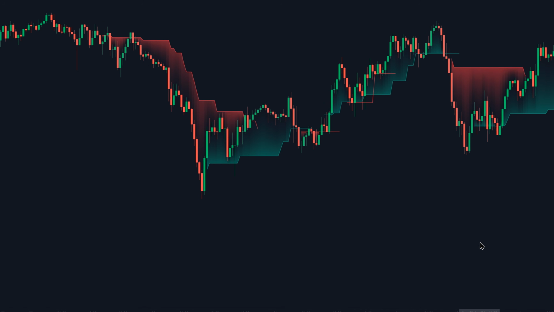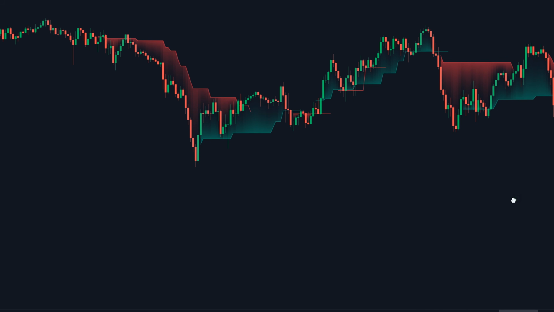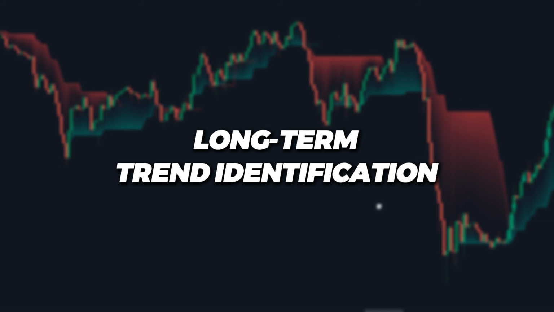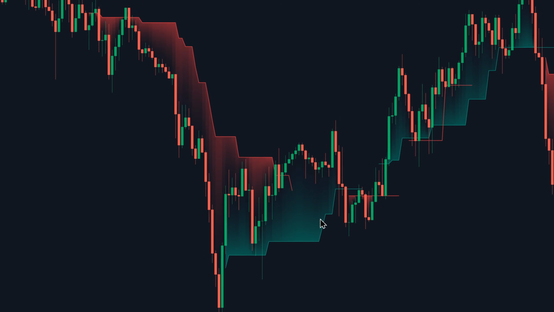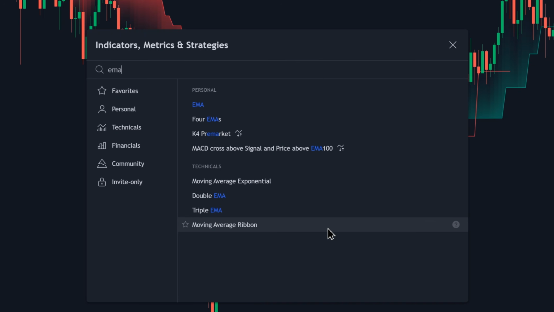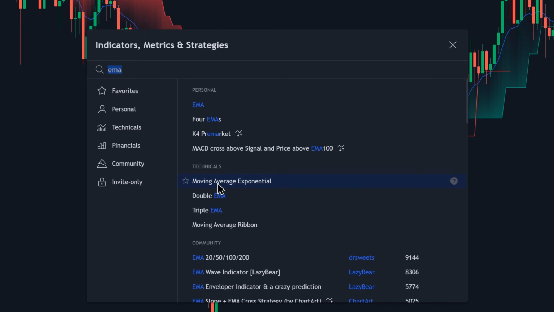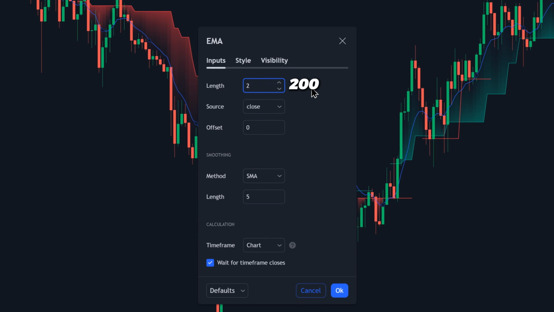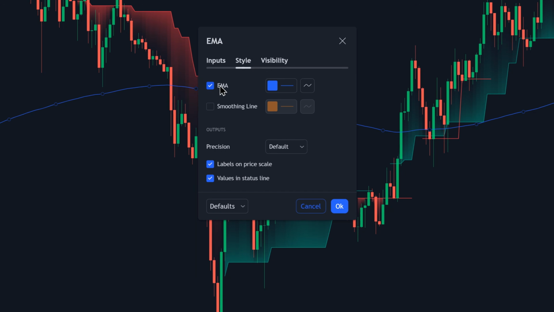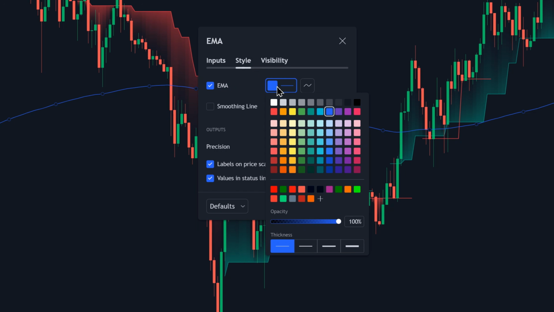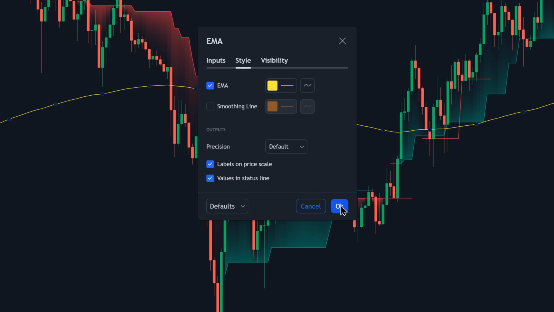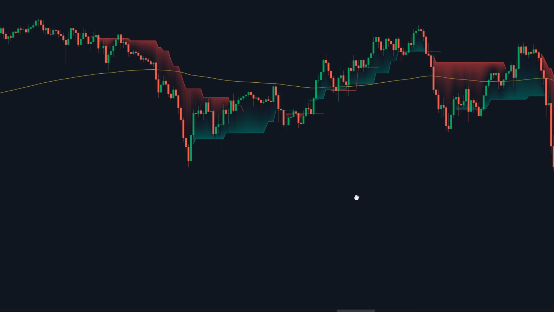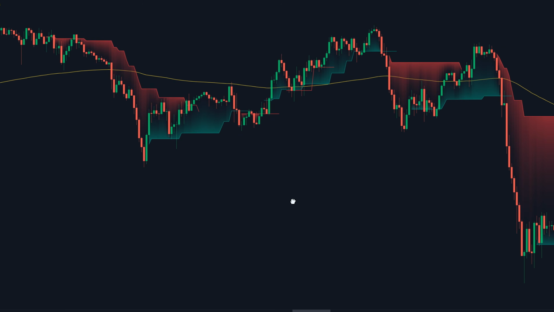Now, using this indicator to trade needs the addition of one extra indicator for long-term trend identification. That indicator is the moving average exponential, also known as the EMA. You're going to add it to your chart and then access its settings and change the length to 200. I also like it a bit brighter, so I'm going to change the color to yellow. After that, click OK.